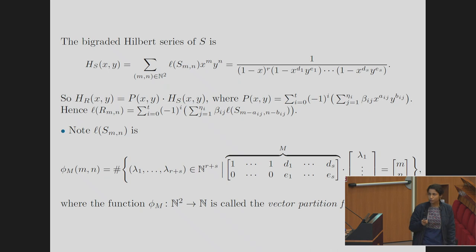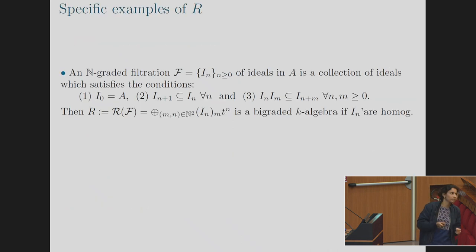Here note that the lengths of the components of this polynomial ring are given by such a vector partition function. And here the columns of this matrix are basically the degrees of the generators of the base ring, R as well as S. So it gives us a hint that we need to study more about this vector partition function. But before going into details, I would like to give some quick examples of such a ring R.